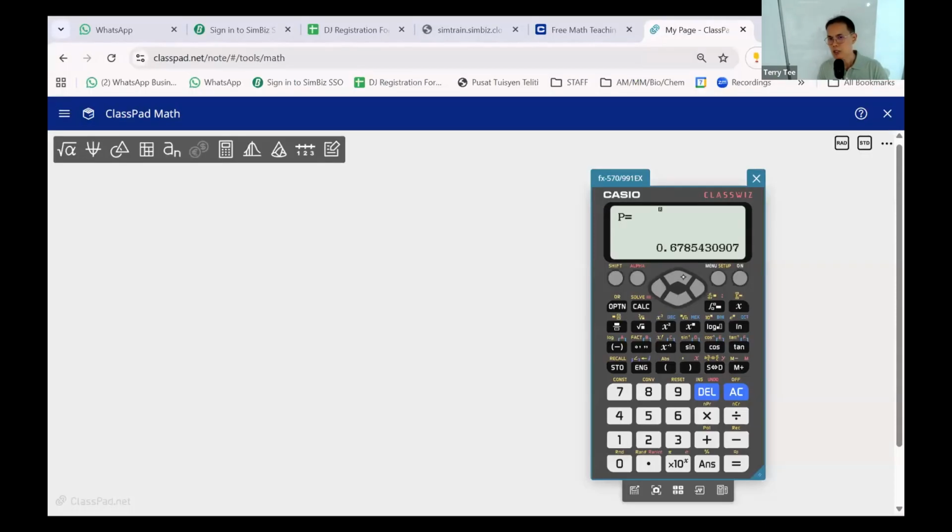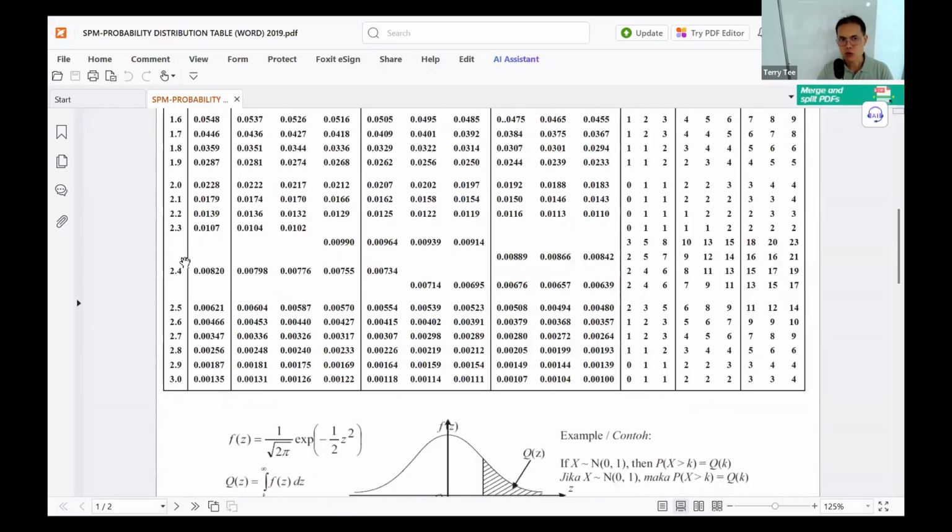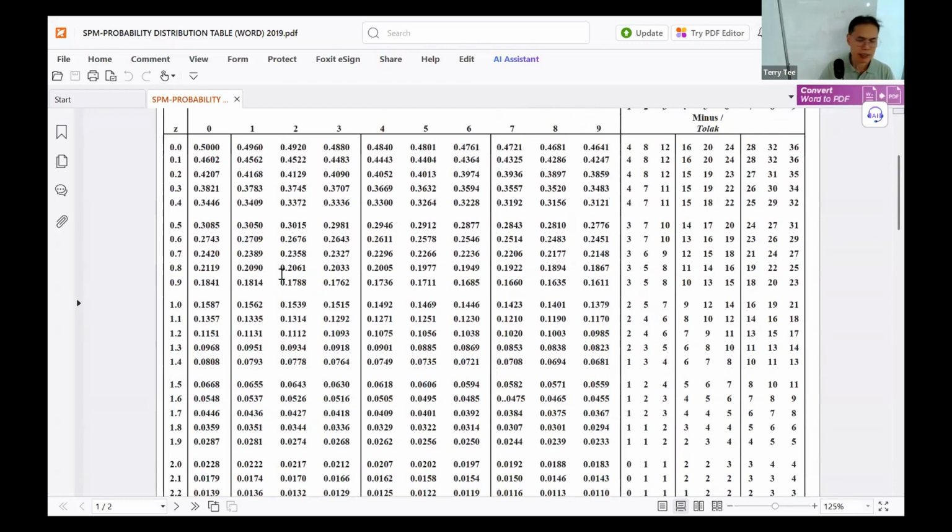Although your teacher will say you cannot use calculator, you need to use table. However, 99% of the time, the answer from calculator will be the same. The problem will come if your values are far, like let's say the z value is 2 point something, then yes, calculator and table may be different. Anything less than 2 point something, the answer is the same, right? So okay, I'll show you how to use your calculator.